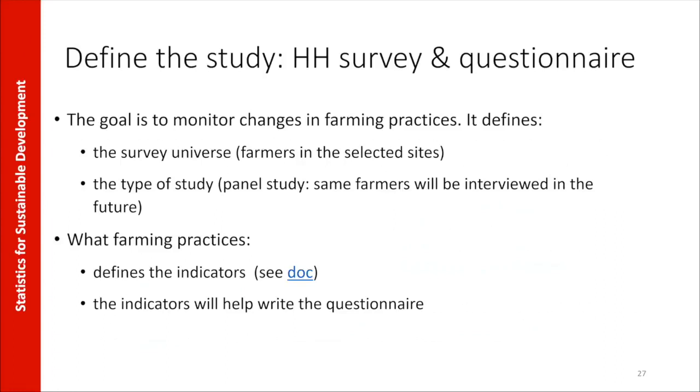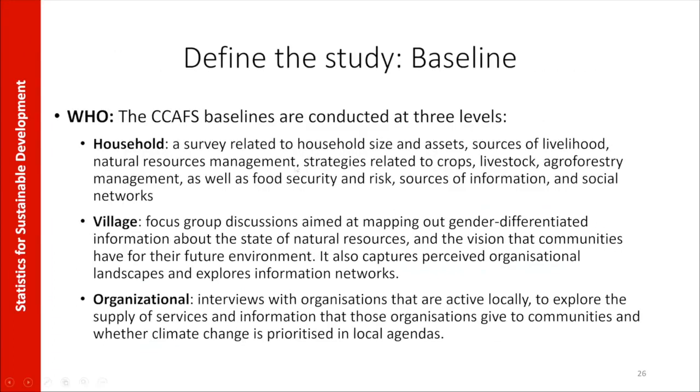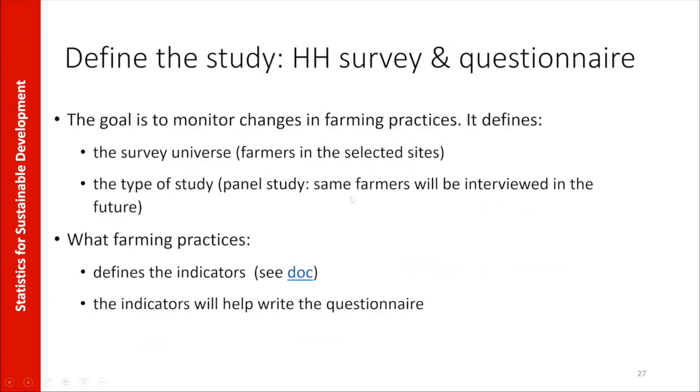So now let me concentrate on the first one of these 3, which is the household survey. The goal is to monitor changes in farming practices, and then we have to define who we are going to target, and the universe of this survey is the farmer households. So any households that do not carry out farming practices, teachers or shopkeepers or whatever, are not going to be targeted in this survey. Only households that make their livelihoods out of farming practices.